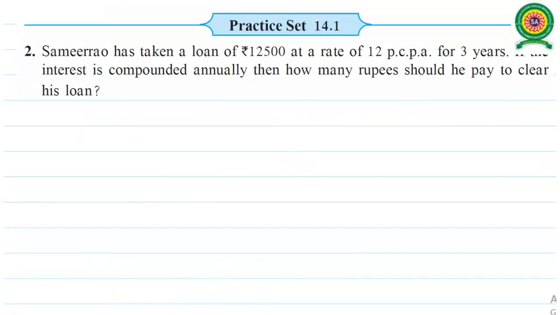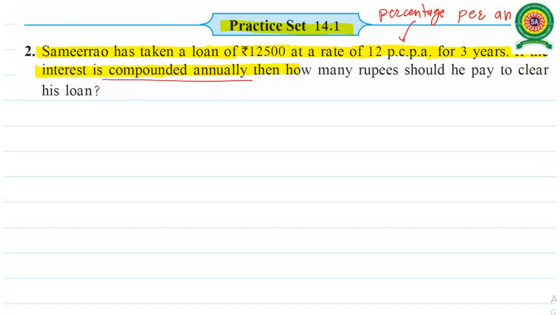Now look at the second question from practice set 14.1. Samir Rao has taken a loan of 12,500 at a rate of 12% per annum. PCPA stands for, keep in mind, percentage per annum. Annum means year. Percentage per annum for 3 years. If the interest is compounded annually, underline that word, compounded annually, how many rupees should he pay to clear his loan? That means we have to find the amount which is compounded annually.